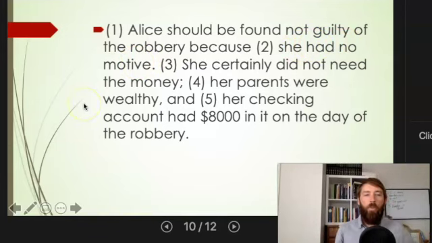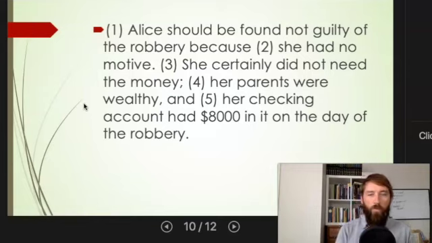Now think about number 3, 4, and 5. How are number 3, 4, and 5 related to each other, to the other premise, and to the conclusion? It seems like they're all in reference to whether she had a motive for robbery, because usually people who have a motive for robbery need money or want money. But they're trying to say that she didn't need the money. So her not needing the money seems to support the fact that she had no motive.